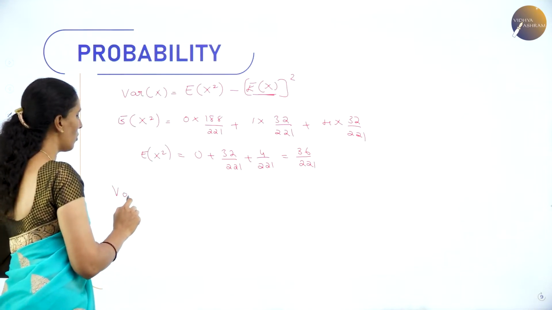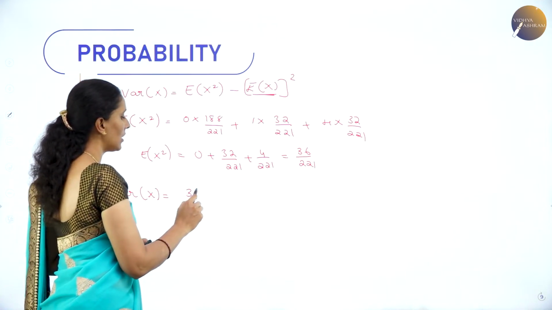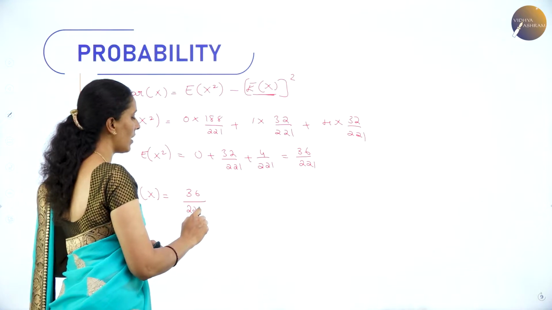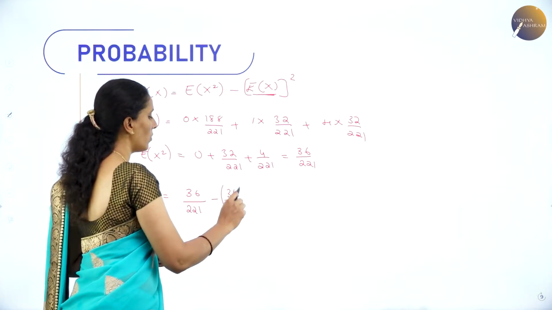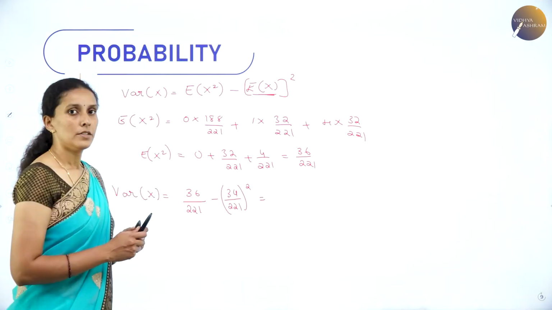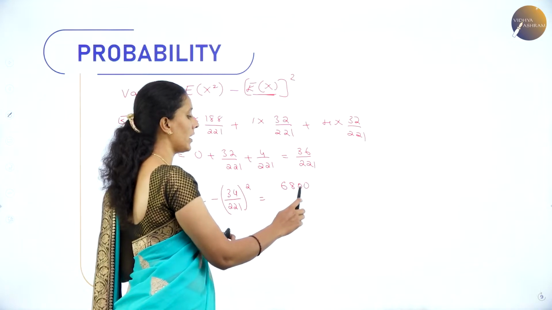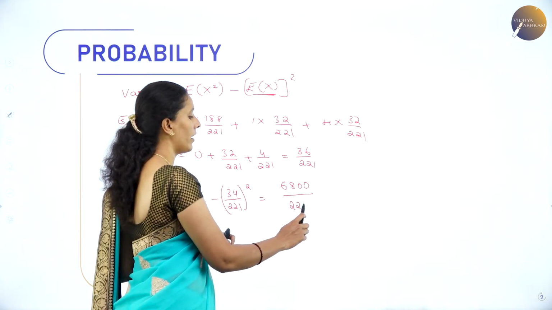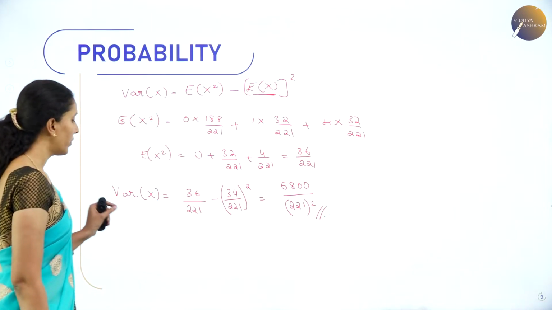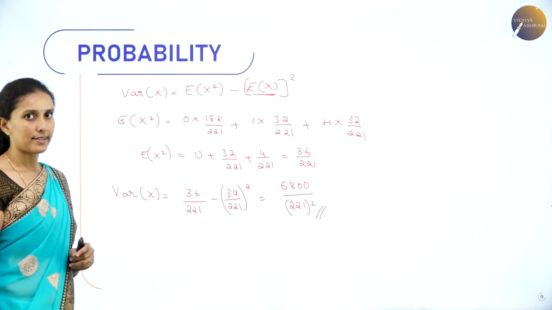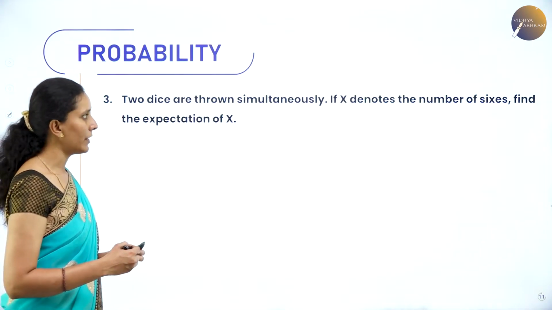Now, let's find out variance of X. It is E of X square, that is 36 divided by 221 minus 34 divided by 221 whole square. So, on evaluating, you will get the value as 6800 divided by 221 whole square. So, this will be the value of the variance of X.